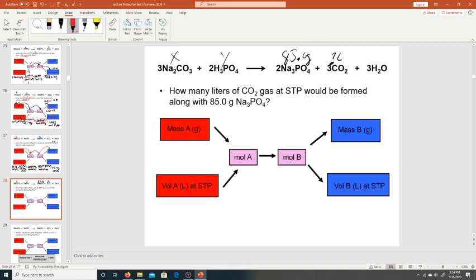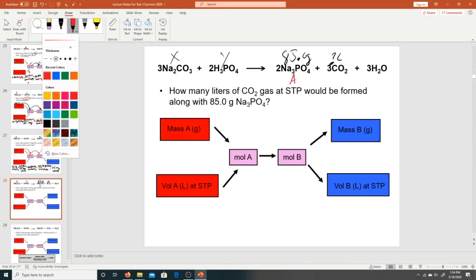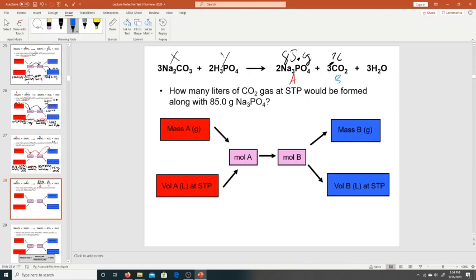So my A in this case is going to be sodium phosphate, and my B in this case is going to be the CO2. Let's compare those two.